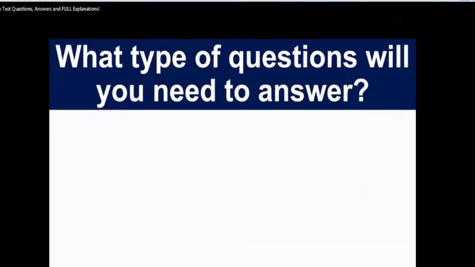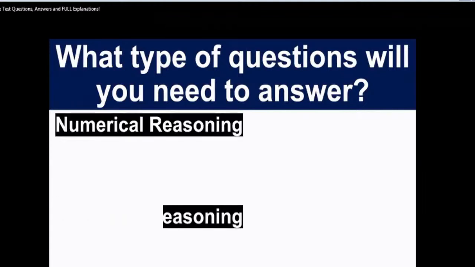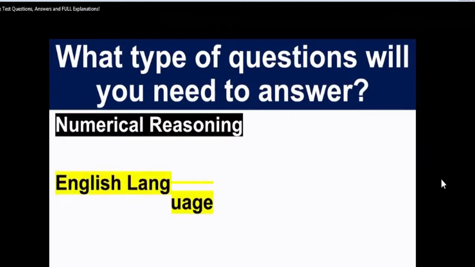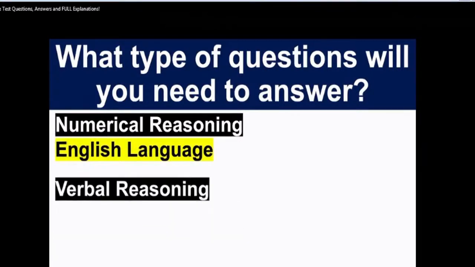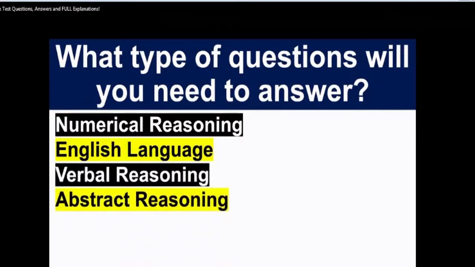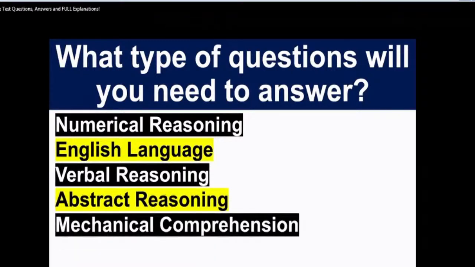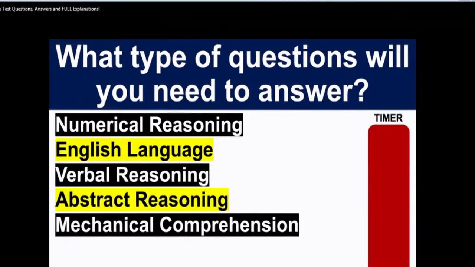Now, first of all, what type of questions will you need to answer during your IQ and aptitude test? Well, you will need to tackle numerical reasoning test questions, English language test questions, verbal reasoning, abstract reasoning test questions, and mechanical comprehension test questions too. So there's 5 different categories there that we are going to work through together today on this video. And to help you make progress, I'm going to get you to answer the questions under timed conditions. I'm going to give you a strict timer, and I want you to stick to it as much as possible as we progress through the questions.